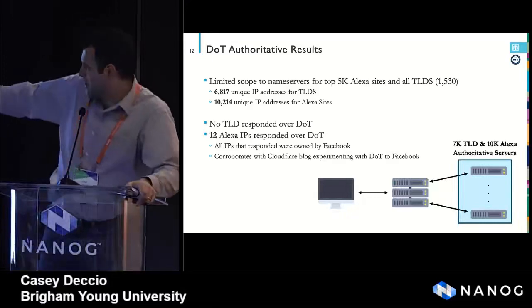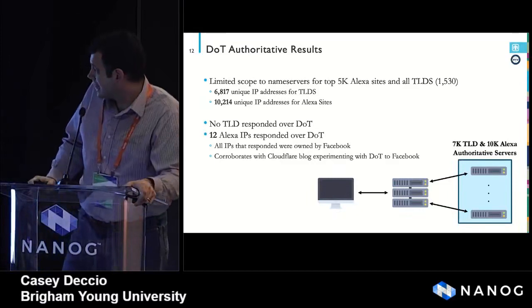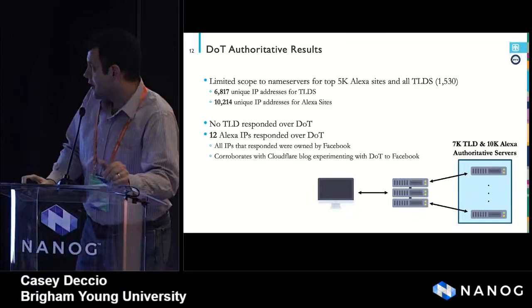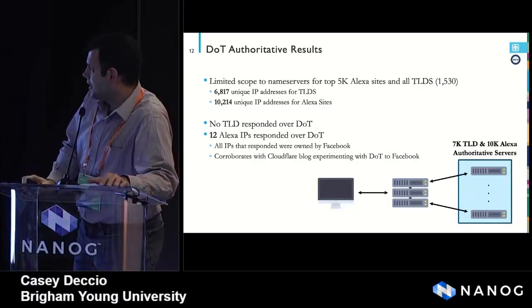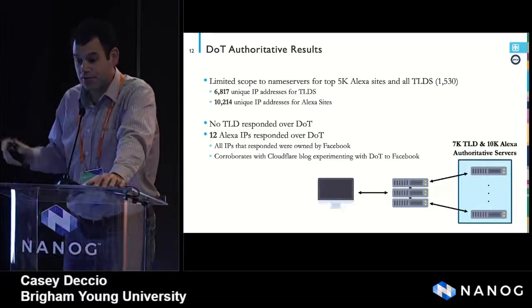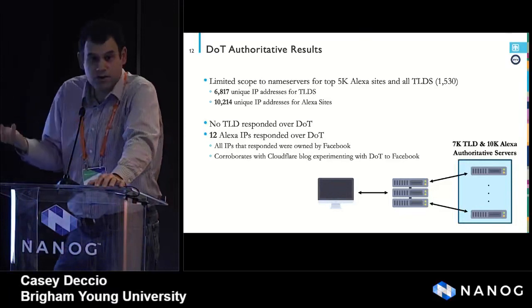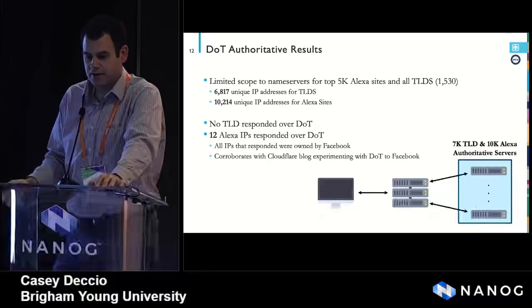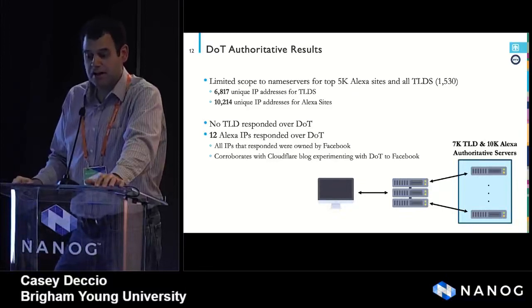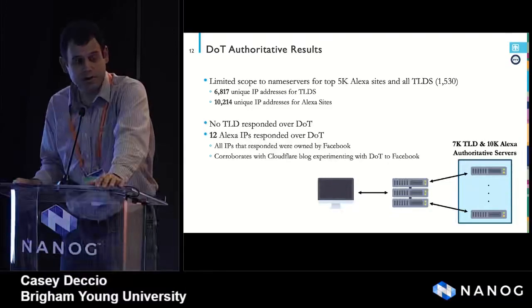So these are the numbers. We had about 6,800 unique IP addresses for the top level domains and about 10,000 unique IP addresses for the Alexa sites in terms of target servers. There was no instance in the TLD area, at the time we ran the survey, of using port 853 for DoT. No server responded on that port. However, there were 12 Alexa IPs that responded over DoT, and those were all owned by Facebook.